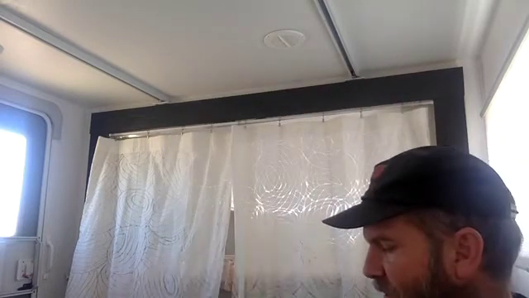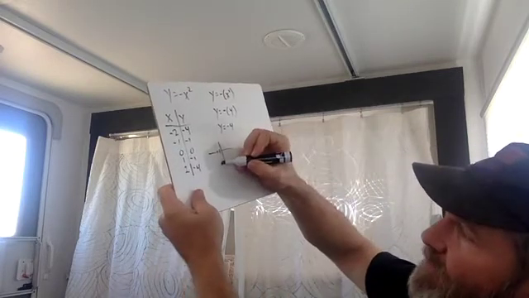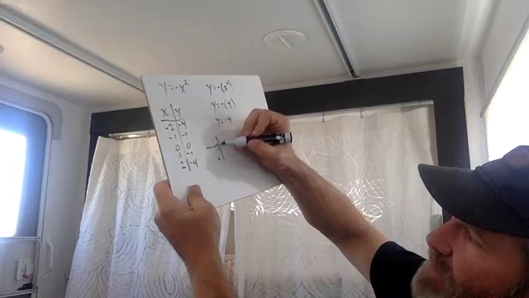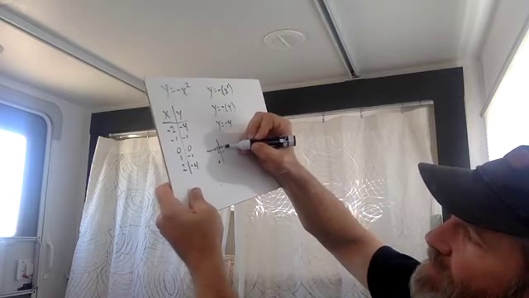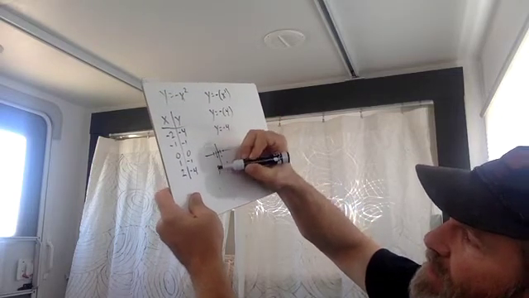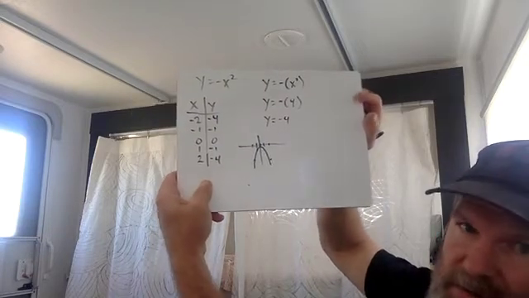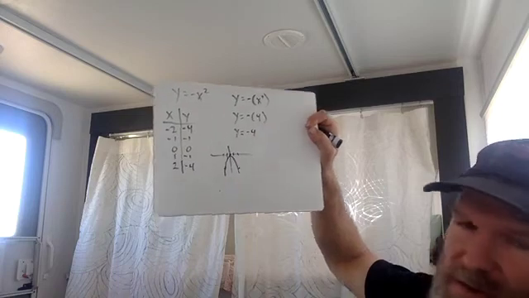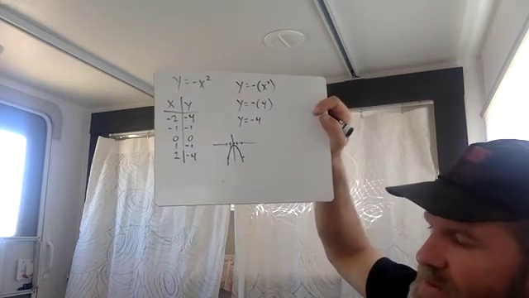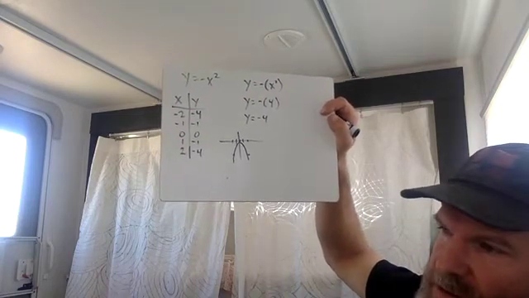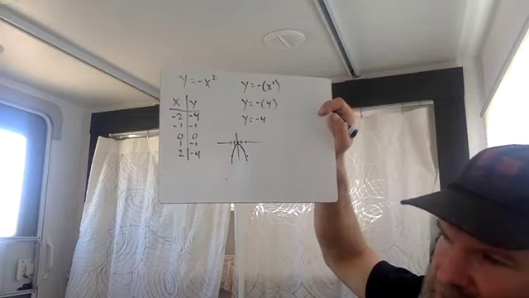So your chart would look something like that. And then when you go to graph it, negative 2 would be down at negative 4. Negative 1 is down at negative 1, 0, 1, negative 1, and 2, negative 4. Now you can see that your parabola is flipped upside down. So that's part of the homework tonight, is just state whether the parabola opens up or it opens down.